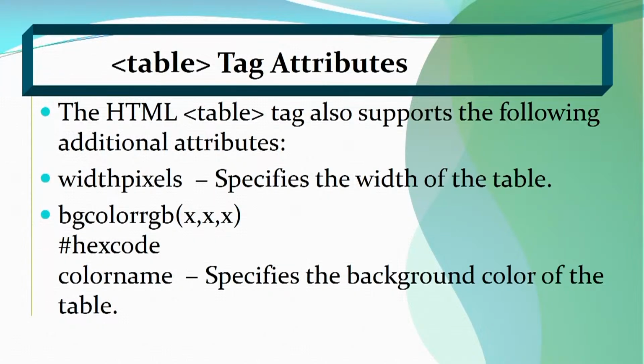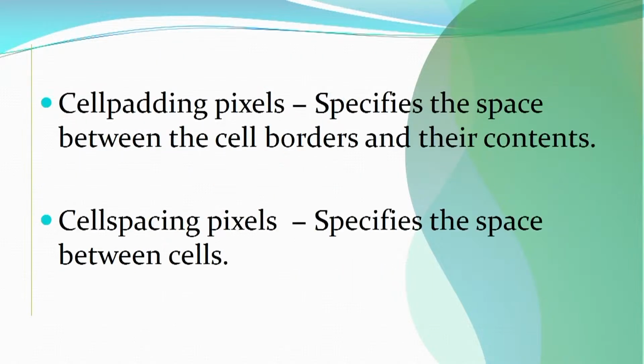We can apply color to the entire table using the background color option, bgcolor, with RGB and in brackets the values of RGB to specify a color, or we can use a hash with the hexadecimal code of the corresponding color. A color name can also be used. Then we have cell padding in pixels and cell spacing in pixels.